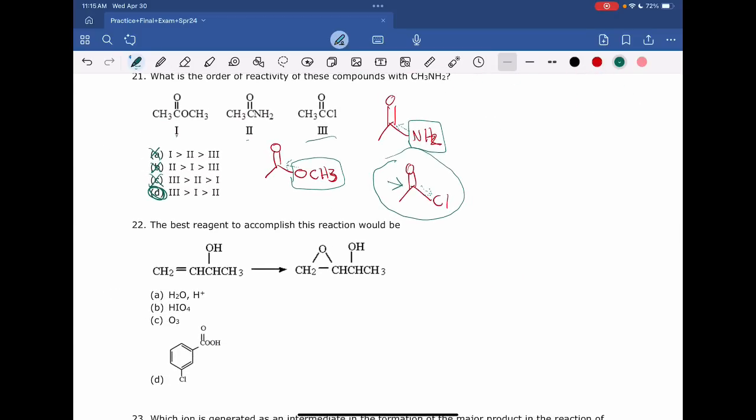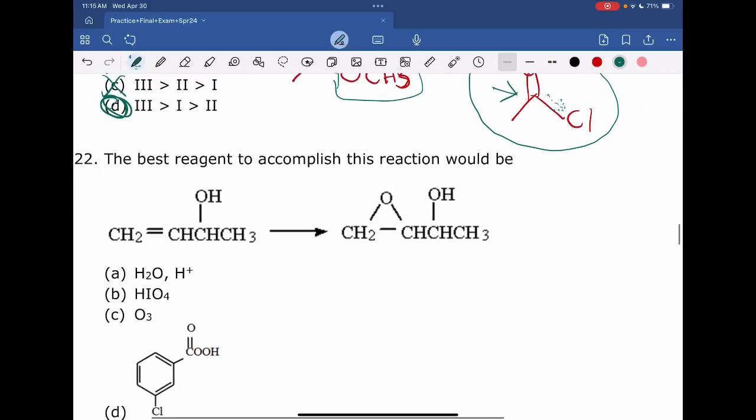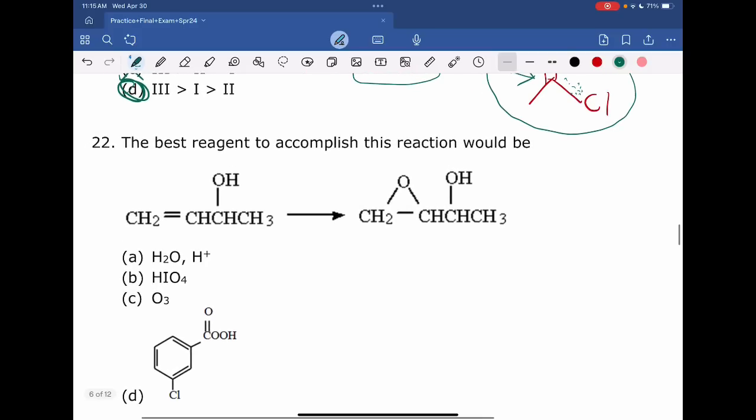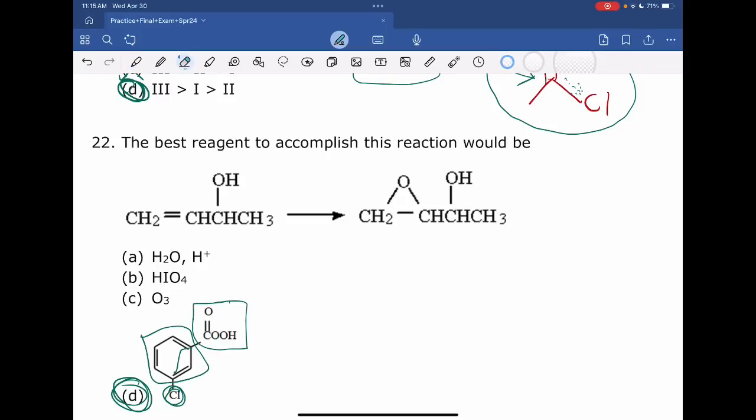The best reagent to accomplish... Okay, we're just making an epoxide. And the only way we know to do that is MCPBA. Oh, this is MCPBA. So meta, chloro, peroxy, benzoic acid. You gotta know how to name it, so there it is.